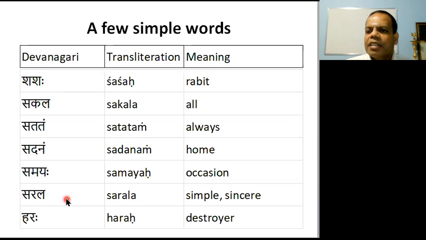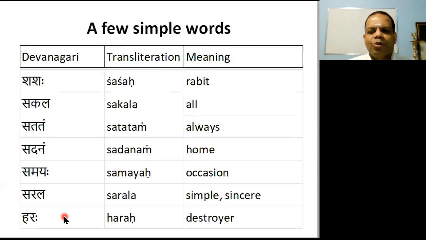The next word is sarala. Sarala means simple, sincere, straightforward, easy. All these come as sarala. Sarala bhava, I think there is a bhajan, with sincerity, with humility you should pray. Sarala Bhava say Sai Bhajo. I think that's a bhajan.